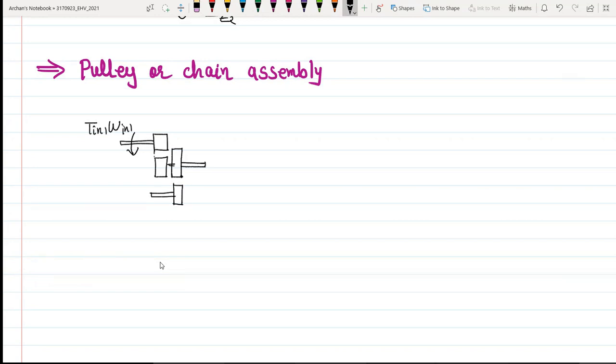Okay. So this is my motor input producing a power T in, omega in 2, right? And this is also coupled via pulley, or you can say belt. Okay, so this particular block is connected to the belt of input 1, and this particular one is connected to the belt of input 2. Okay, so it may have some values.